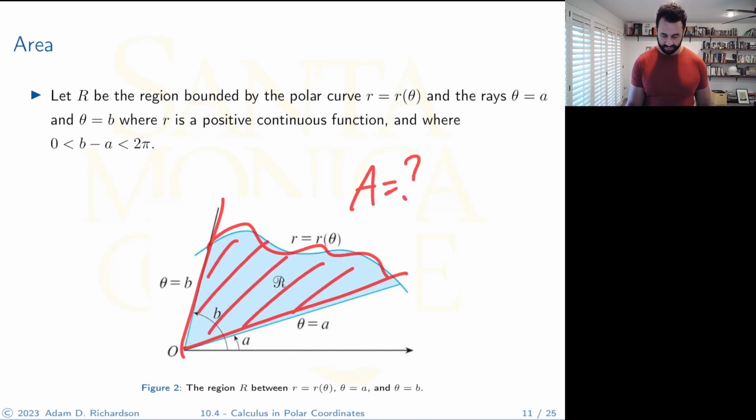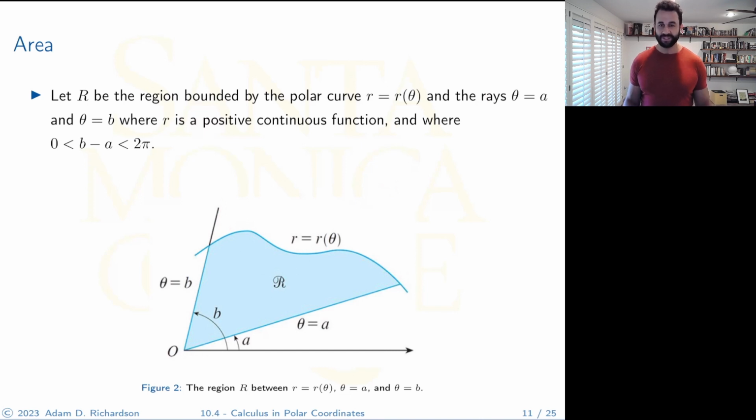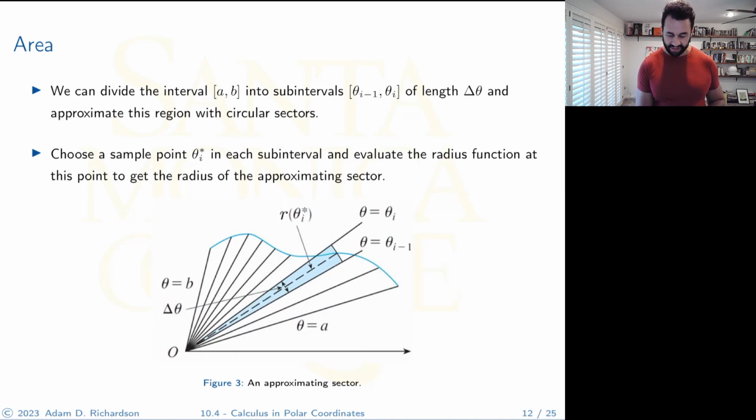That's the question. So here's the clever part. What we're going to do is divide the interval a to b into subintervals θ_{i-1} to θ_i of length Δθ, and we're going to approximate this region with circular sectors. That's a circular sector. So if we can find the area of that circular sector at each subinterval, then we can get a good approximation of the area, right?